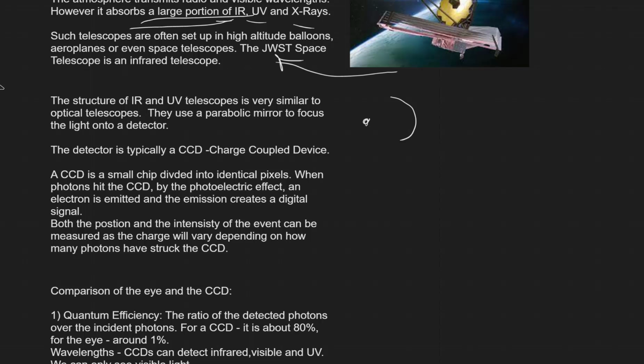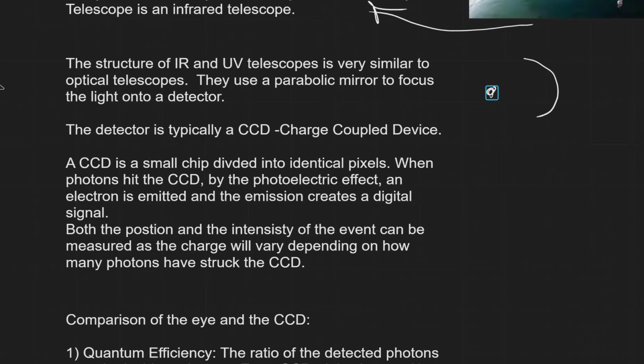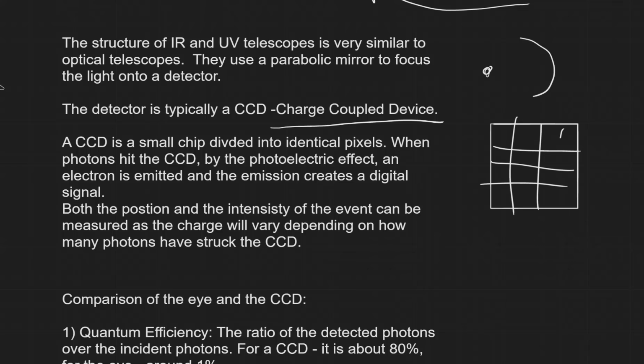However, what do they actually focus the light on? Now, here lies the difference. They typically use a detector, which is known as a CCD, which is a charge-coupled device. Essentially, it's a small chip that's been divided into millions and millions of individual identical pixels.